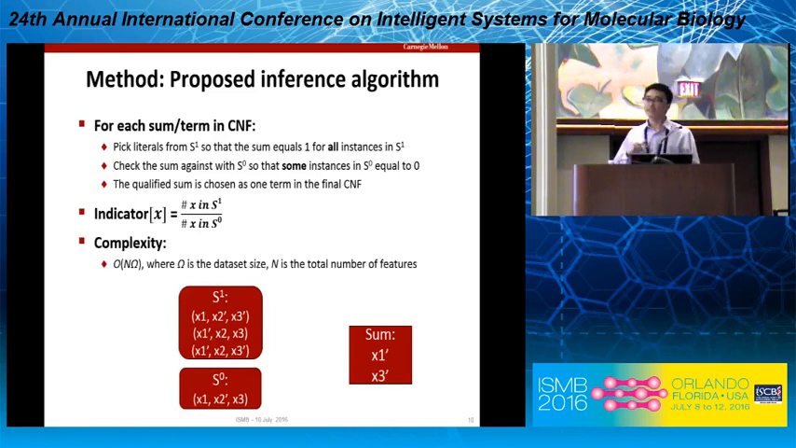For a simple analysis of the complexity, we can see that the algorithm depends on the number of features and also the number of instances for the inference. To be simple, it's only n times omega in the complexity.